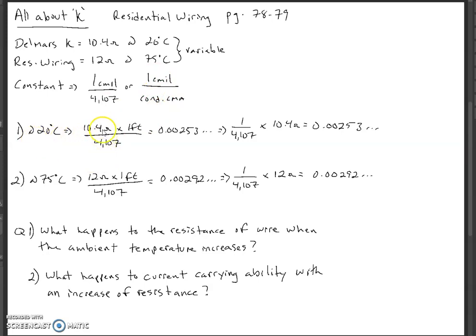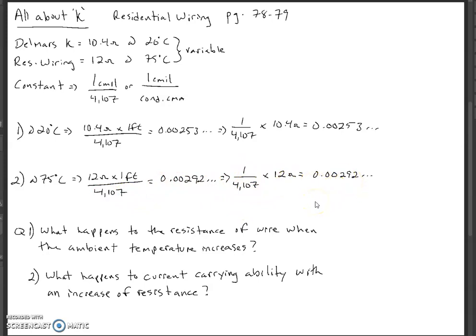So at 20 degrees, 10.4 gives us 0.0023. And if we take the relationship and apply it, we get this number. At 75 degrees, which is relative to the residential wiring, 12 ohms, 4,107, we get this number. We take this relationship and apply it to the 12, and we also get the same number.